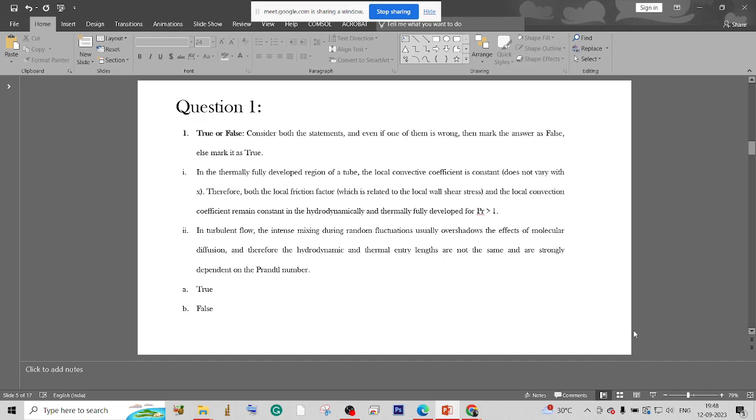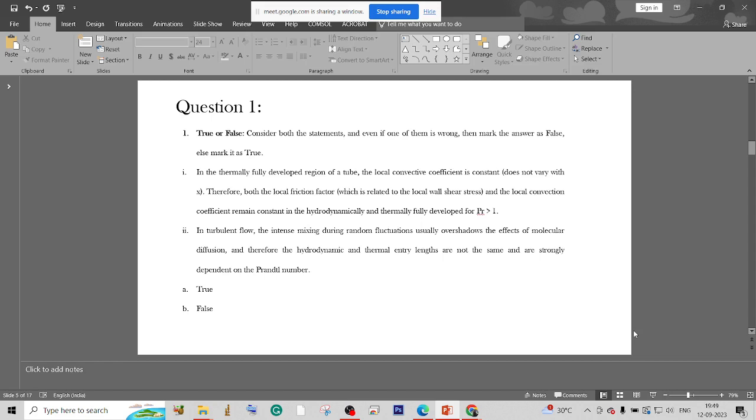What is this statement saying? In thermally fully developed flow of a tube, the local convective coefficient is constant. That is, hx is constant and does not vary with x. That is, h is constant. Therefore, the local friction factor, that is f, which is related to the local wall shear stress, obviously tau w upon half rho U square. We already know that equation. And the local convection coefficient remains constant in the hydrodynamically and thermally fully developed flow for Prandtl number greater than 1.